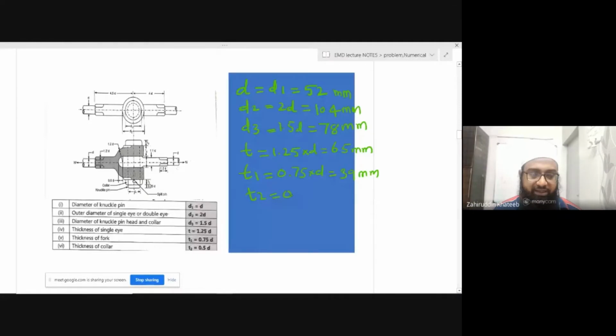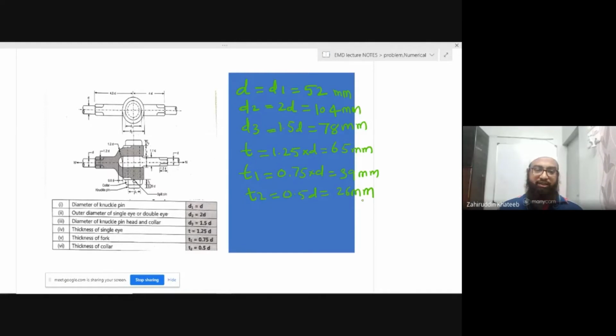So in step number two, we have to calculate d1, d2, d3, t, t1, t2. These are the values. So we have calculated d2, d3, d1, and d. Now in step number two we got all the values. Now we are going to check whether these values are safe or not. For that, now we will start designing.